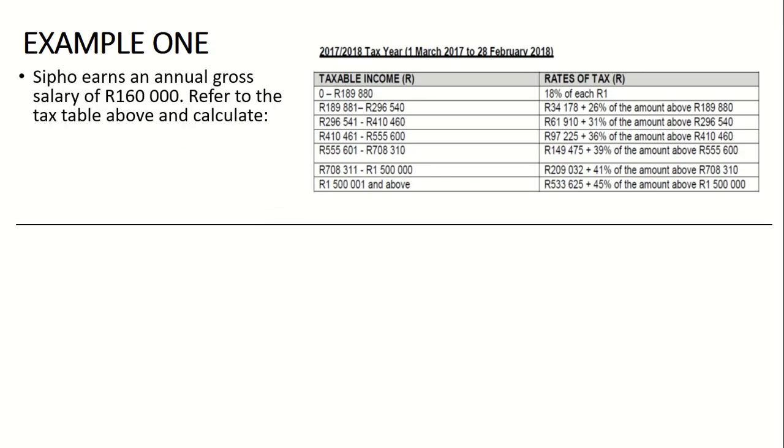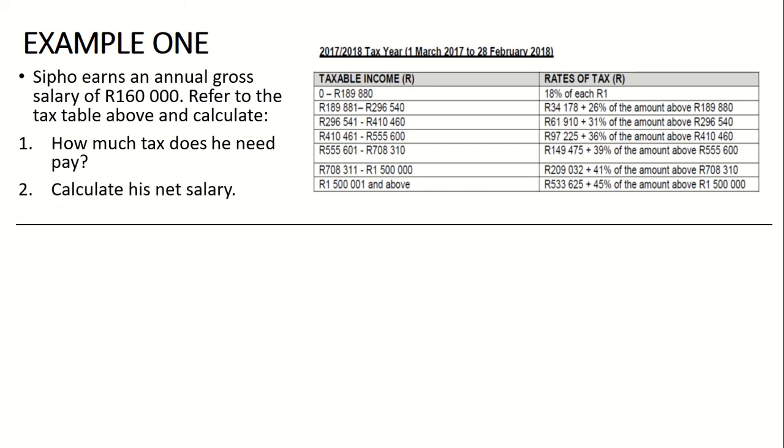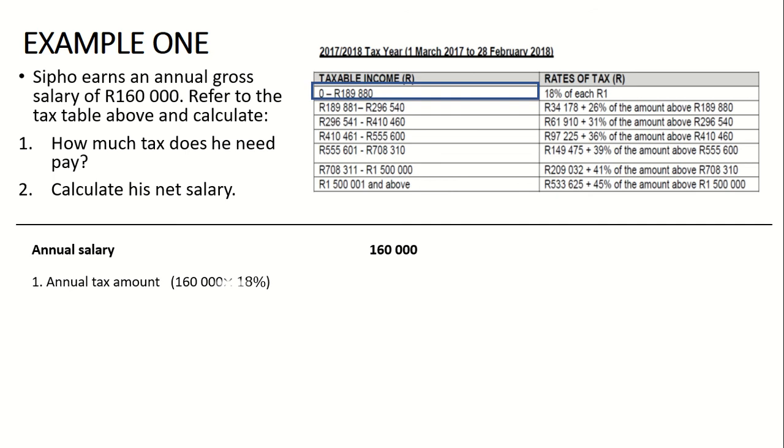Here we have Sipho who earns a gross salary of 160,000 Rand per annum. Refer to the tax table above to calculate how much tax he needs to pay and calculate his net salary. I will firstly start with the annual salary. His annual salary is 160,000. It falls in that bracket, meaning that Sipho will only pay 18% as tax. So you will take 160,000 multiplied by 18% and it will give you 28,800. That's how much tax Sipho needs to pay per annum. For you to determine monthly payments, you'll have to divide that by 12.